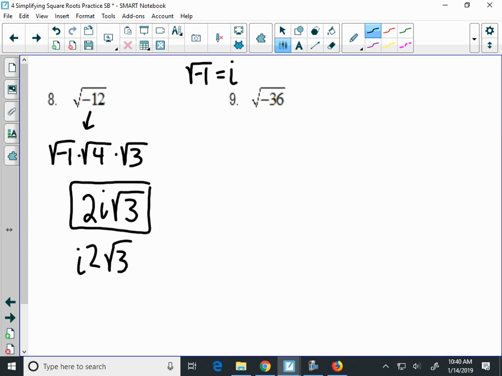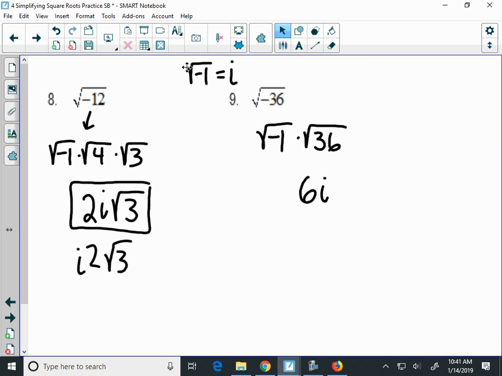Okay. Last one here. I rewrite this. I pull out the square root of negative 1. And if you are careful, you should know that the square root of 36 is actually a perfect square. The square root of 36 is 6, and I'm going to put my i on the end.